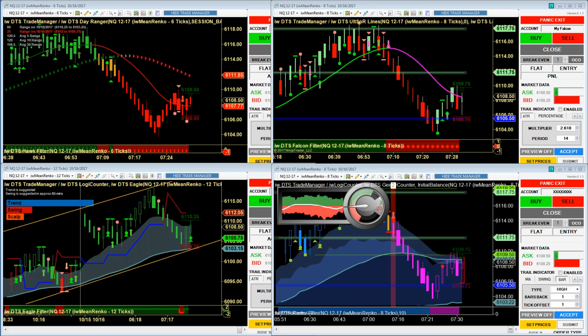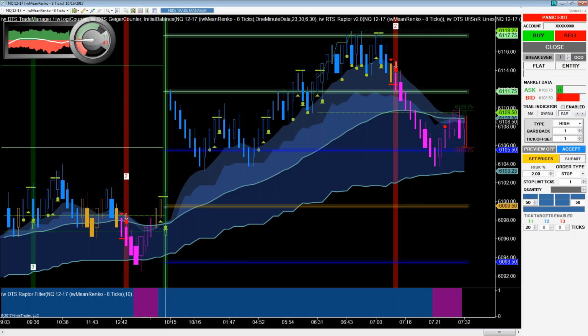Scott has a question here about the Raptor filter. One second. Scott asks, what are your thoughts on the Raptor filter? At a brick size of 12, it stayed long through the NASDAQ drop, but if the filter is set to half the mean Renko size, the filter turned short at about the price drop. That half the mean Renko bar size is not filtering enough.